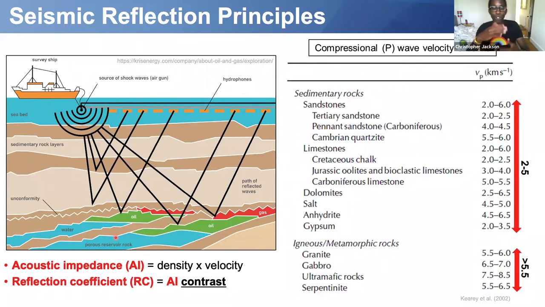So you can imagine if you start to juxtapose and layer those rocks in a different way, you're going to drive changes in the acoustic impedance and the reflection coefficient. So our tool is detecting all of these physical changes.